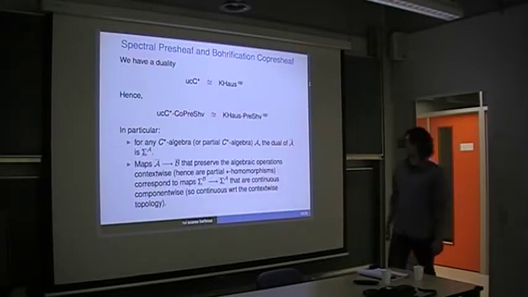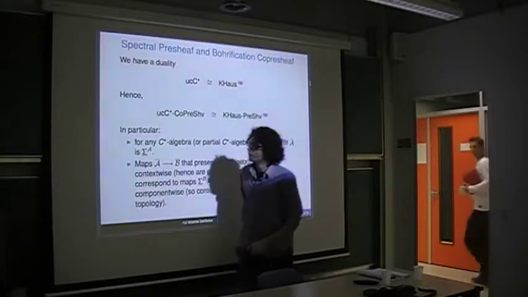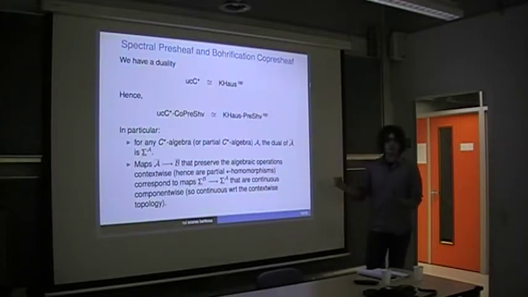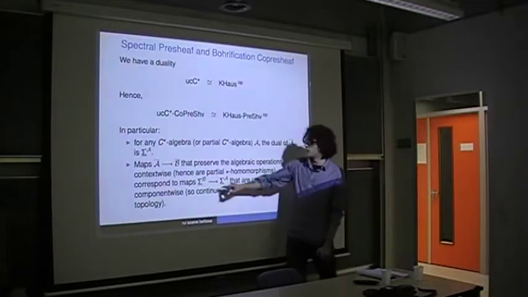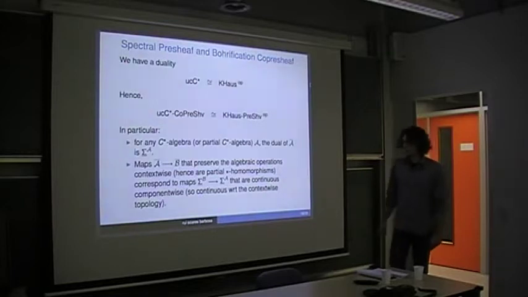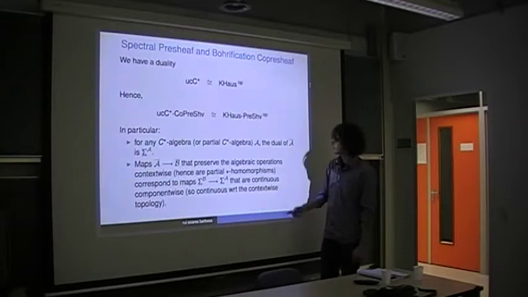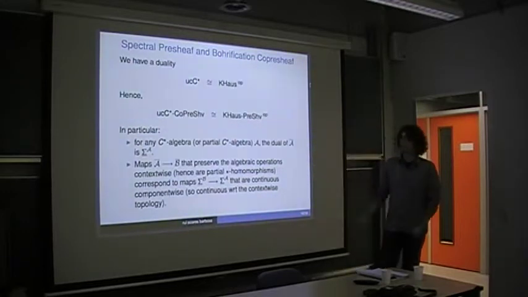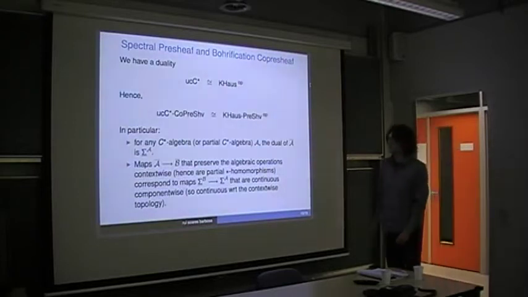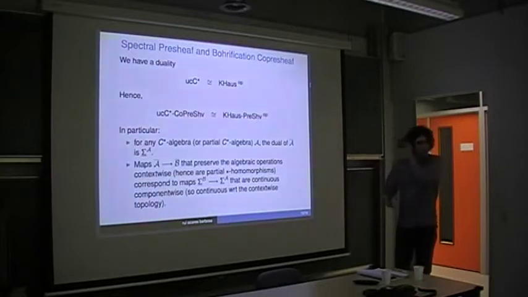That's kind of obvious, but moreover, if we have a star homomorphism between A and B, we get a map between the co-presheaves of A and B, according to this definition, that preserves the algebraic operations context-wise, so it's kind of a partial star homomorphism. And we also get a map between the spectral presheaves in the opposite direction, that is continuous context-wise as well. And so this context-wise topology on the spectral presheaf captures the same thing as this being context-wise a homomorphism in the Bohrification co-presheaf. So I mean this is not much. So the two things are the same, right? And these are basically morphisms of partial C-star algebras.